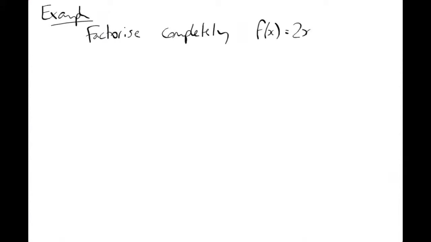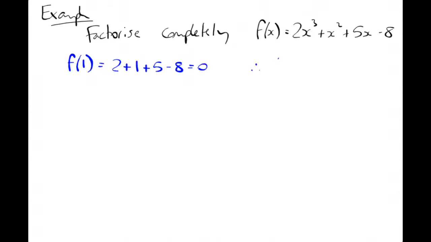We can use it to factorise cubics quite nicely. What we're going to do is a little bit of trial and improvement. So factorise completely f of x equals 2x cubed plus x squared plus 5x minus 8. We're going to try some nice easy factors. There's no point trying 0 because there's a constant on the end. So we're going to try 1. F of 1 is 2 plus 1 plus 5 minus 8 equals 0. Therefore x minus 1 is a factor.